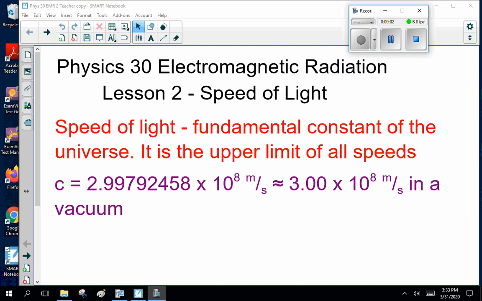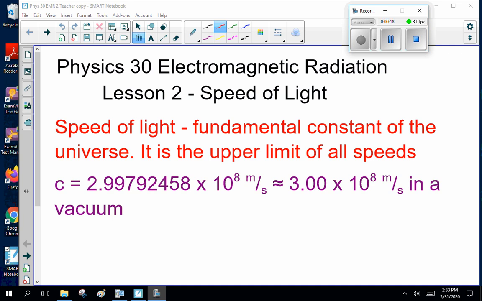Hello, ladies and gentlemen. Welcome to Physics 30, Electromagnetic Radiation, EMR, Lesson 2, Speed of Light. Now, a few things before we get going. Speed of light is the fundamental constant of the universe. It's the upper limit of all speeds.